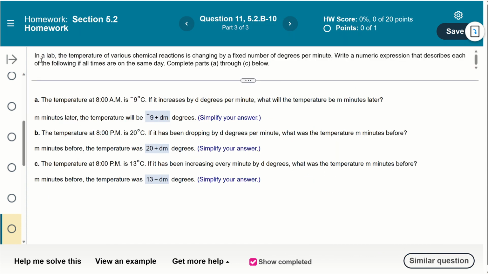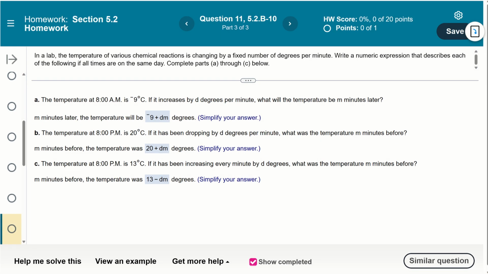All right, so here we have a lab, and the temperature of various chemical reactions is changing by a fixed number of degrees per minute. Write a numeric expression that describes each of the following if all times are on the same day. So here we have the temperature at 8 a.m. is -9 degrees Celsius, and it increases by d degrees per minute. So here you're going to start with your -9, and you're going to add d. So see, it's increasing by d.